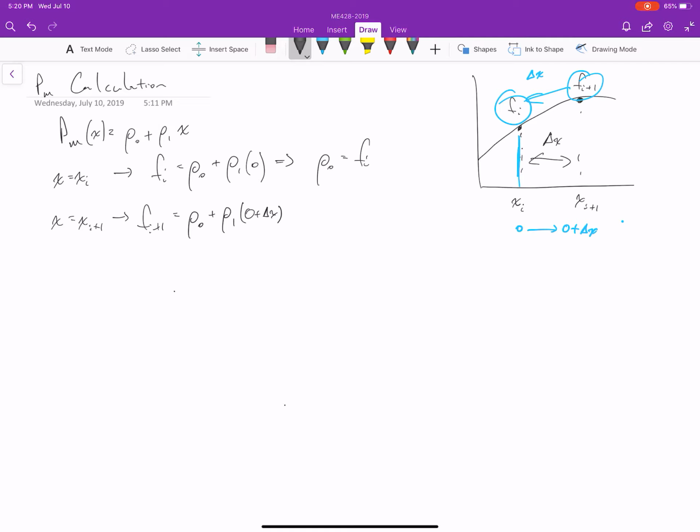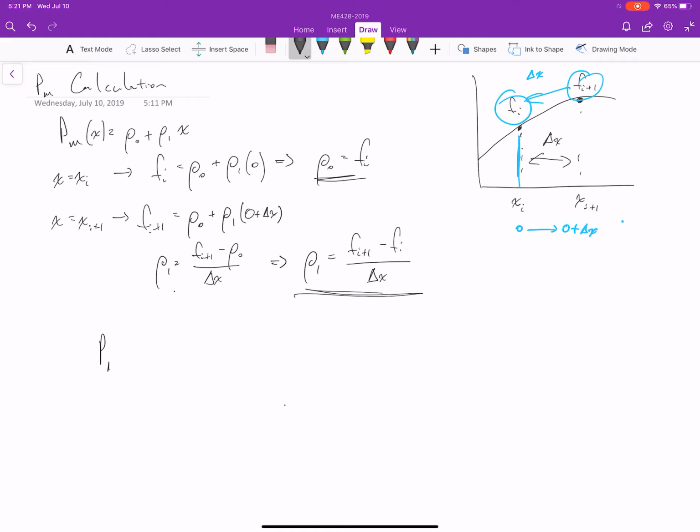Now, since we already know the value of P0, we can basically solve for P1. From this, we get that P1 is equal to fi plus 1 minus P0 over delta x, meaning that P1 is equal to fi plus 1 minus fi over delta x. So that is P0 and P1. The last step is going to be to plug this into our function.